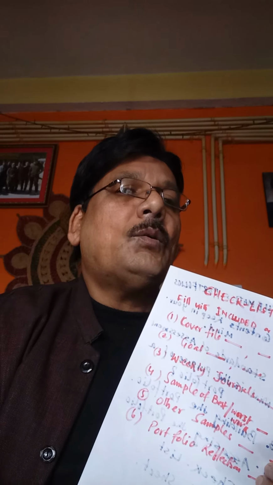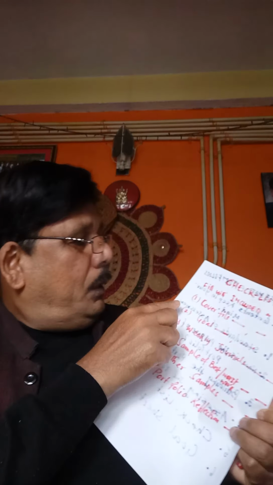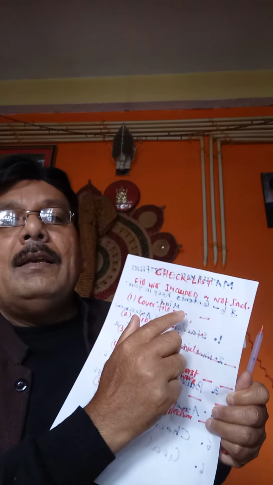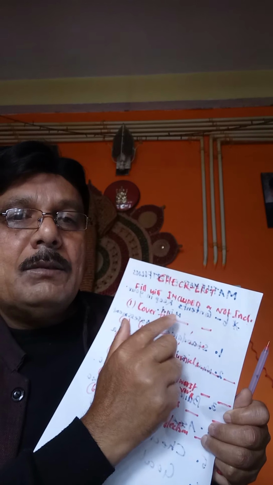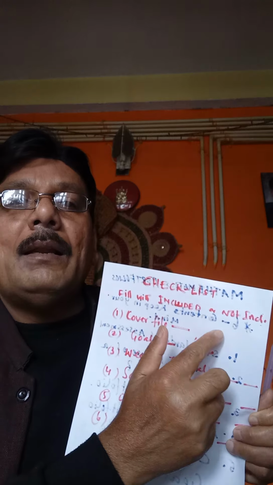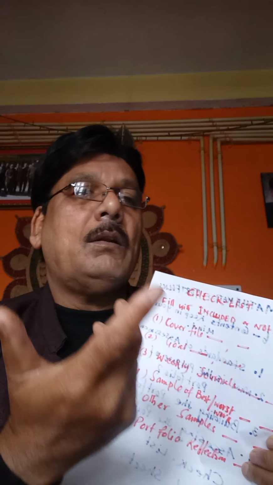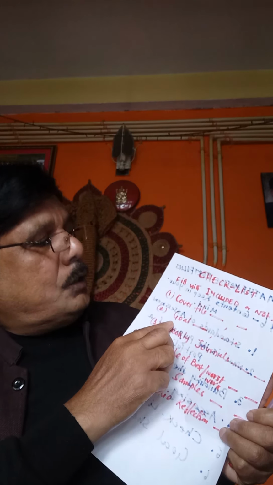Now which points? Point one is cover file, included or not included. There are two dashes, one for included and the other for not included. If the student has already included it, they write included here. If not, they write not included. Then the second point is goal, included or not included.